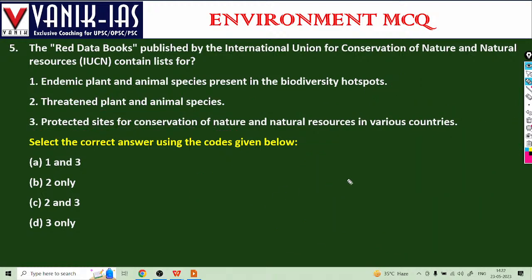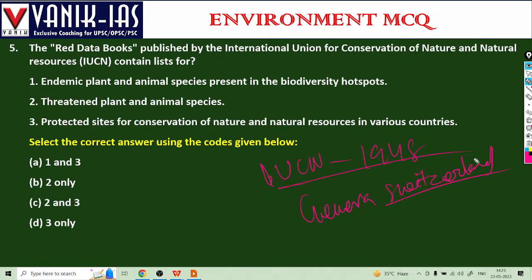Therefore, IUCN was established in 1948. IUCN was established in 1948 along with WHO. WHO was also established in 1948, and the headquarters is at Geneva, Switzerland. Okay, IUCN headquarters is at Geneva, Switzerland.